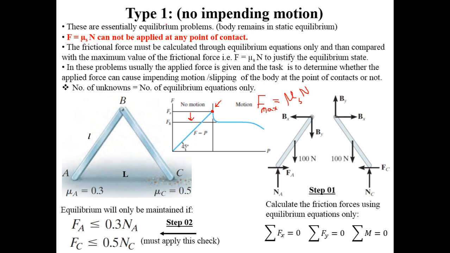So this means if you are solving a type 1 problem, which is a no impending motion problem, your body is going to remain in this region, which is no motion. Therefore it will be in complete equilibrium, and the friction force will be less than this maximum value. So this means that you cannot use F equals mu s N in your calculations, right? You only have to use equilibrium equations. You don't have to use F equals mu s N. So you are going to calculate the friction force from the equilibrium equations only. Okay, only from the equilibrium equations.